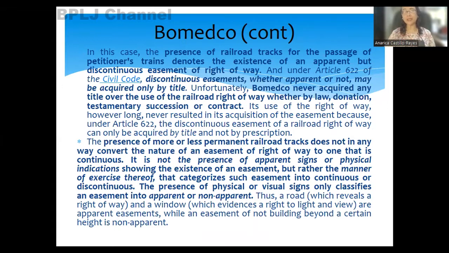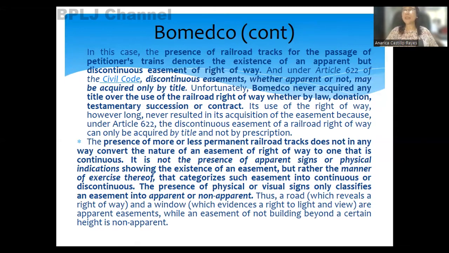Discontinuous easements, whether apparent or not, may be acquired only by title. Unfortunately, Bomedco never acquired any title over the use of the railroad right of way, whether by law, donation, testamentary succession, or contract. The presence of more or less permanent railroad tracks does not in any way convert the nature of an easement of right of way to one that is continuous. It is not the presence of apparent signs or physical indications showing the existence of an easement, but rather the manner of exercise thereof that categorizes the easement into continuous or discontinuous. The presence of physical or visual signs only classifies the easement as apparent or non-apparent.